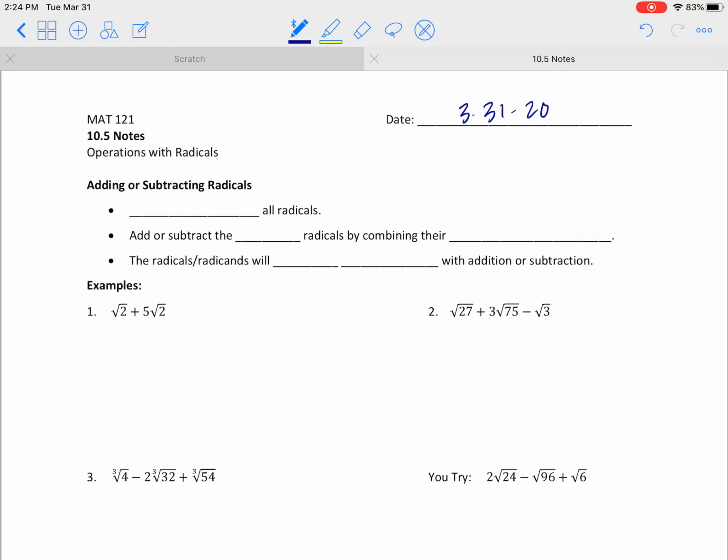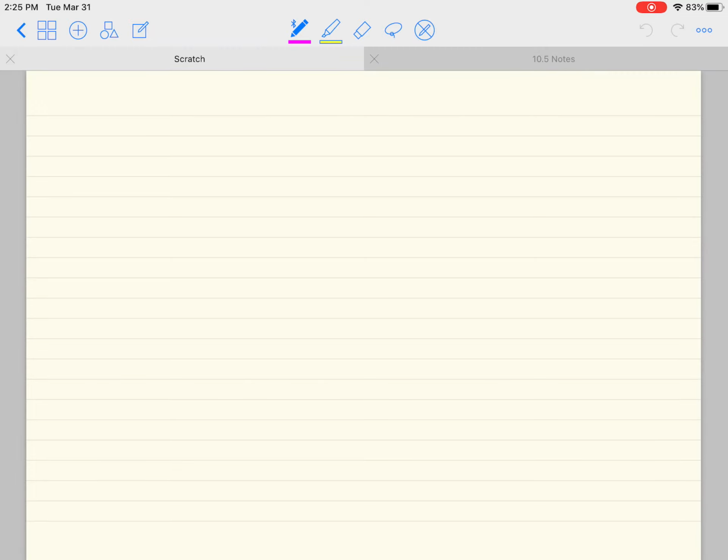Hello everybody. Today's topic for 10.5 notes is operations with radicals. And I know we've looked at a couple of operations, so in our last session, we talked about how to multiply and divide radicals. That's going to come back a little bit today, but we're going to start with the other two operations, which are addition and subtraction, and then the goal would be to put together the addition and subtraction with the multiplication and division that we've already seen.